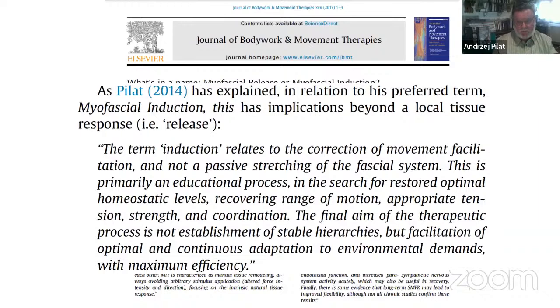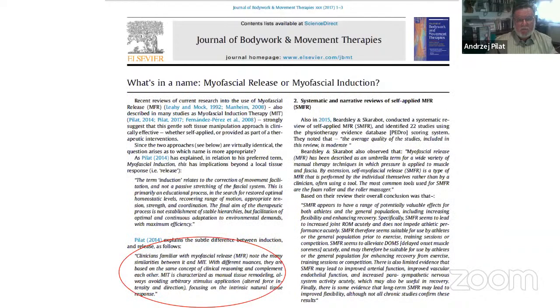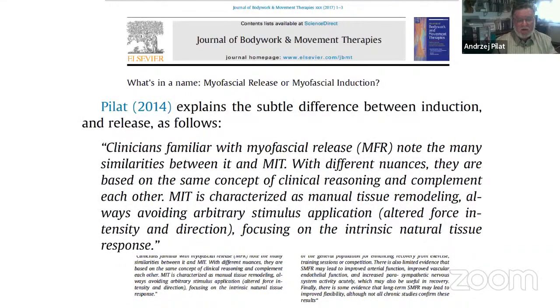This is primarily an educational process in the search for restored optimal homeostatic levels, recovering range of motion, appropriate tension, strength, and coordination. The final aim of the therapeutic process is not establishment of stable hierarchies, but facilitation of optimal and continuous adaptation to environmental demands with maximum efficiency. In the second part of this article, Chaitow states, clinicians familiar with myofascial release note many similarities between it and myofascial induction therapy. With different nuances, they are based on the same concept of clinical reasoning and complement each other. Myofascial induction therapy is characterized as manual tissue remodeling, always avoiding arbitrary stimulus, altered force, intensity, and direction, focusing on the intrinsic natural response from the tissue.